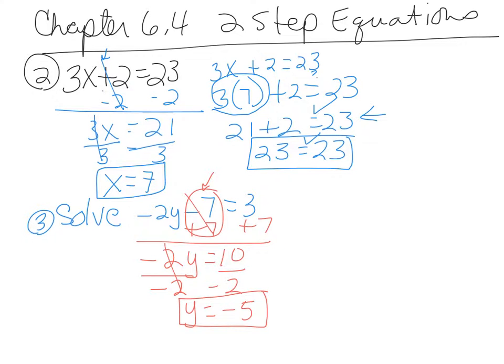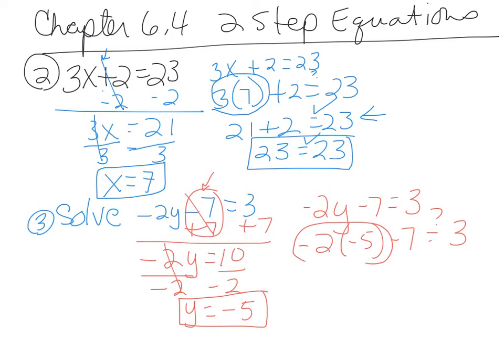Okay, that's your solution with the value of y, but they're asking you to check it. So the original equation, negative 2y minus 7 equals 3. Substitute in. So negative 2 times negative 5 minus 7, does that equal 3? Order of operations, so multiply first. Negative 2 times negative 5 is 10 minus 7. Does that equal 3? Yes, 3 equals 3. Check. At least 3 steps you will need.